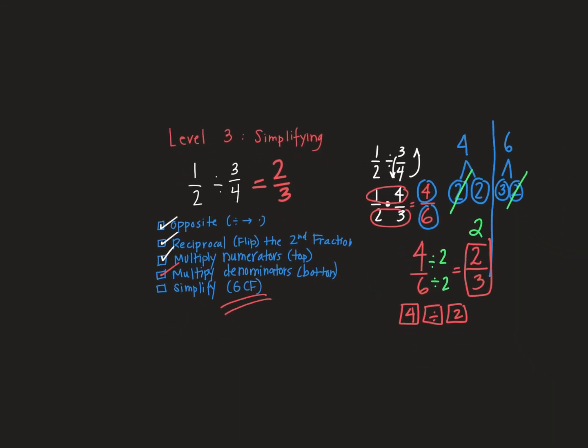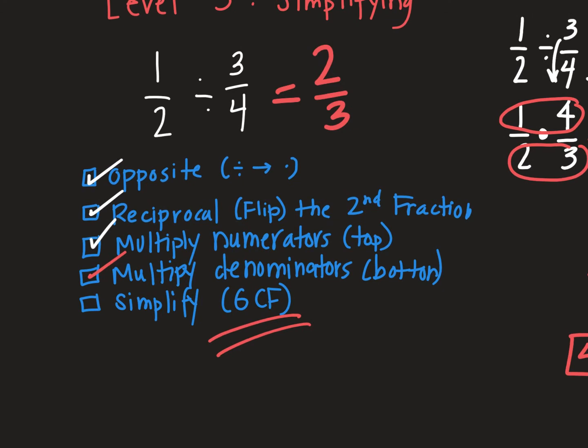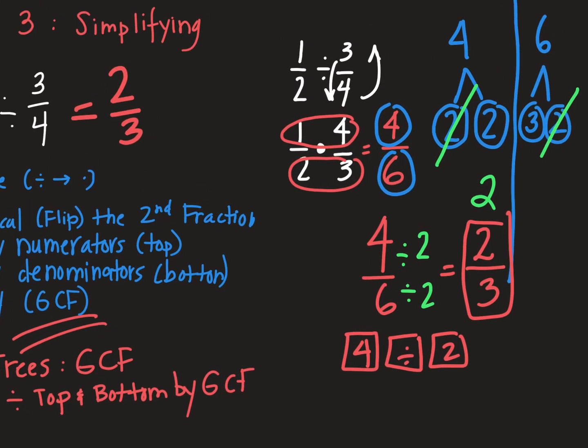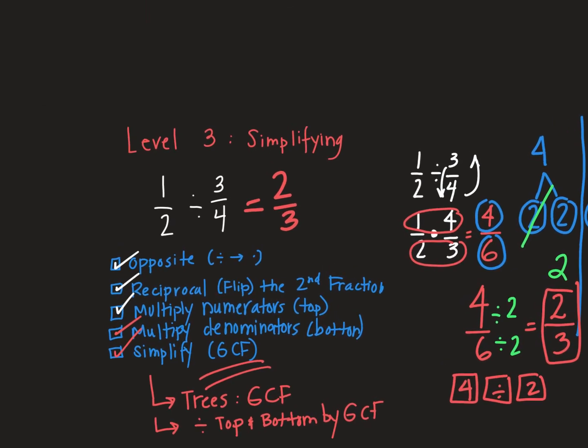So really, when you are simplifying with a GCF, you just have to do 2 steps. First, you have to make your trees to find the GCF. Once you find the GCF, you divide top and bottom, or numerator and denominator, by the GCF. So those are the 2 things you do to simplify. You make a tree and find the GCF, and then you just take that GCF and you divide it back into the fraction. So my final answer is 2/3.